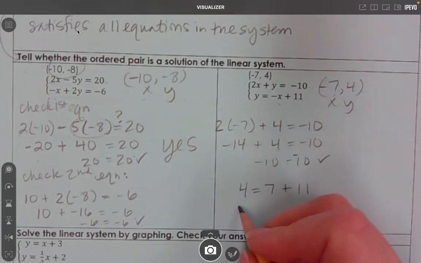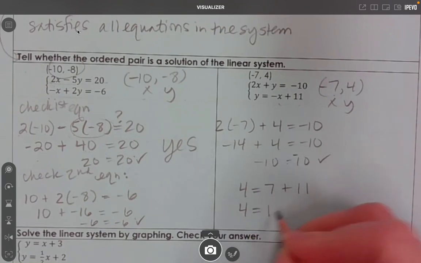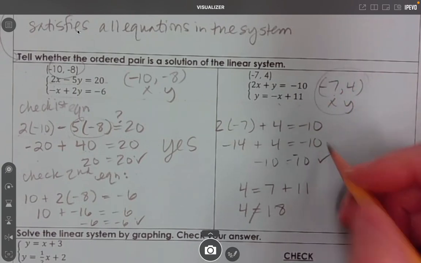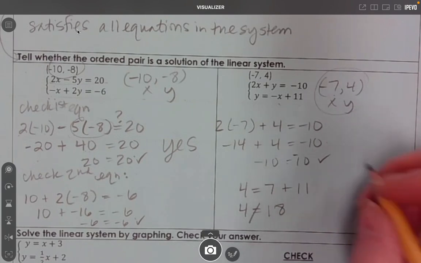This one's not going to work at all, is it? 4 does not equal 18. And since it does not equal 18, this is not a solution to the system. It's a solution to the first equation, but not the second one. So it is not a solution to the entire system.